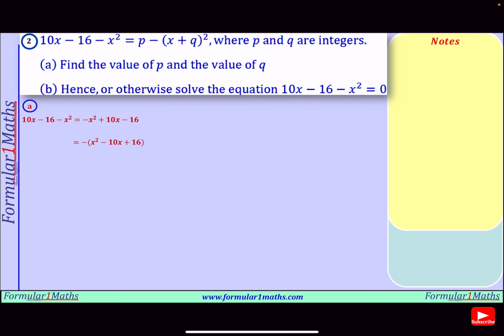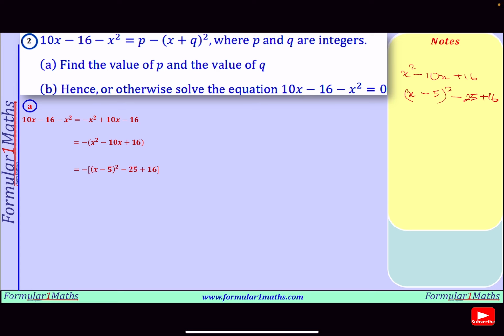So I can now complete the square inside the brackets, and that will be x squared minus 10x plus 16. Complete the square here, I'll get x minus 5, all that squared, minus the 5 squared, that's 25, and then I add the 16.